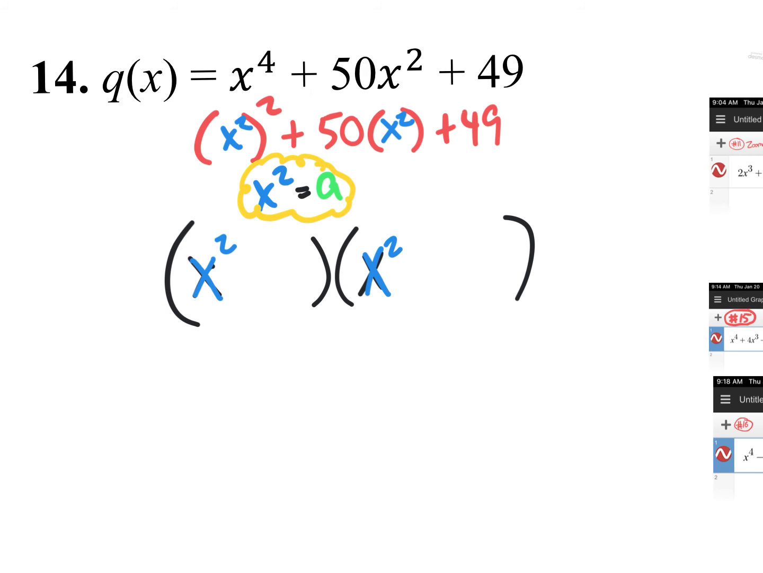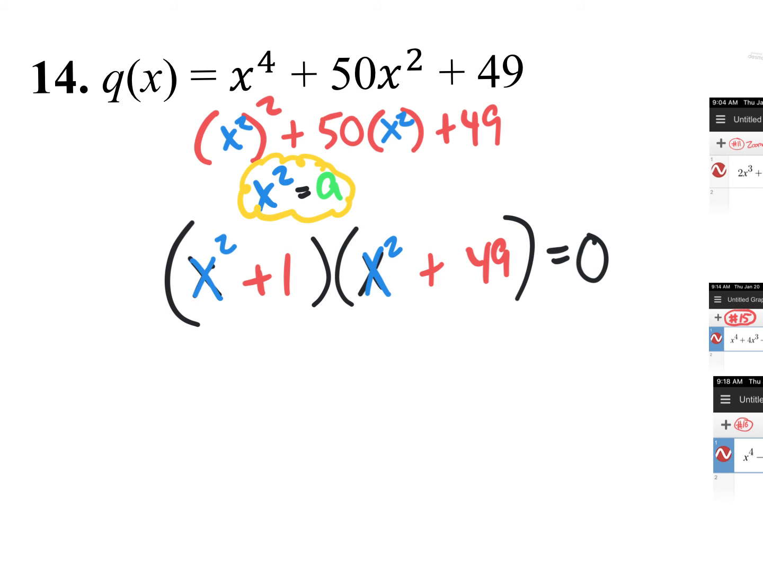If you wanted to, you could have substituted a and made it look like a squared plus 50a plus 49. You'd have an a right there, and then, what times what is 49 that if you add together is 50? 1 times 49, okay? And then you would have to split them and solve.